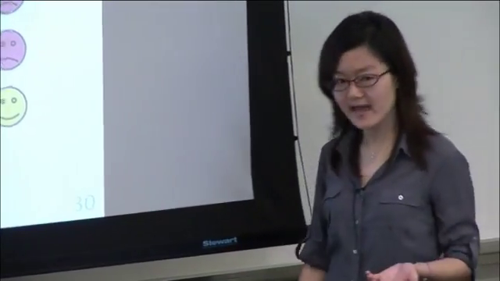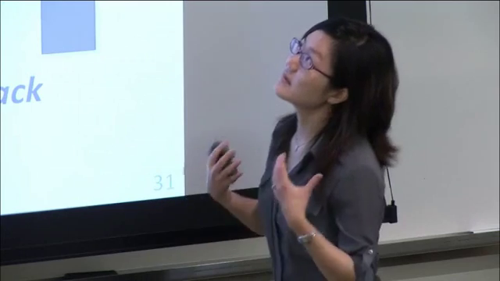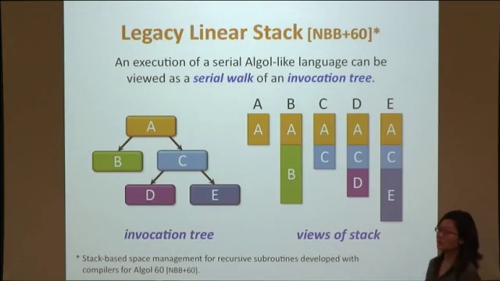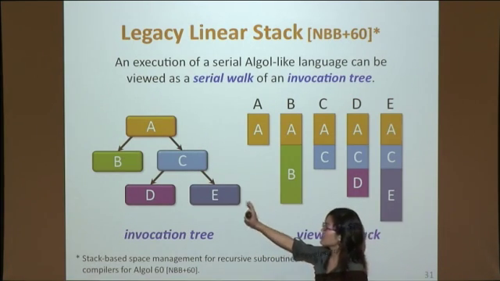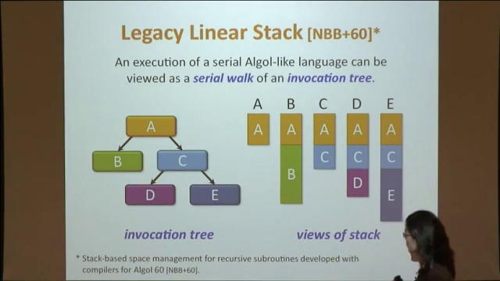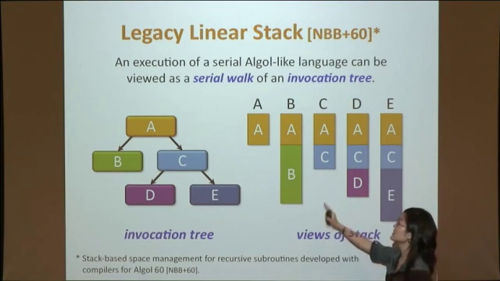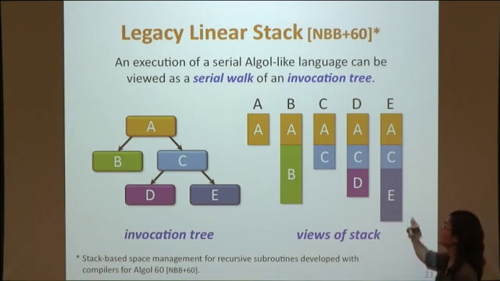Okay, so now we know what the cactus stack problem is. Let's see why we have this problem. If you think about it, in serial code, people typically use a linear stack. And the execution of a serial language can be thought of as a serial walk of the invocation tree. Here on the left, I'm showing you an invocation tree where A calls B and C, and C calls D and E. These are the views of the stack when the function is active. So when B is active, it sees A and B on its stack. When D is active, it sees A, C, D.